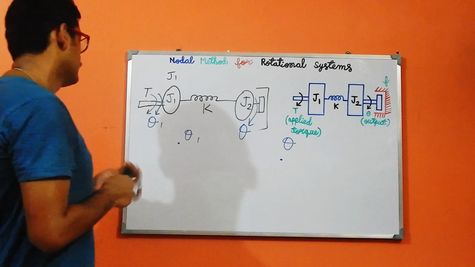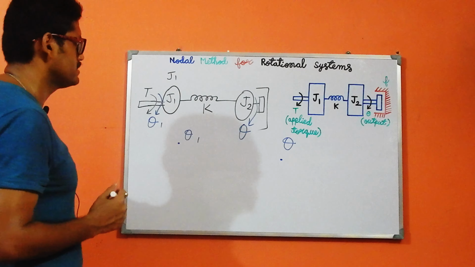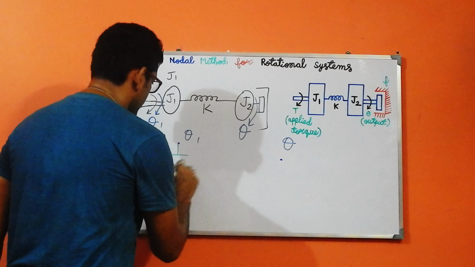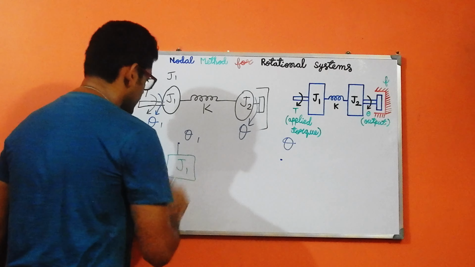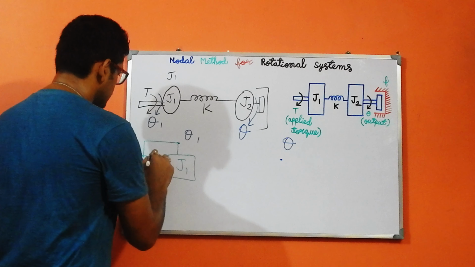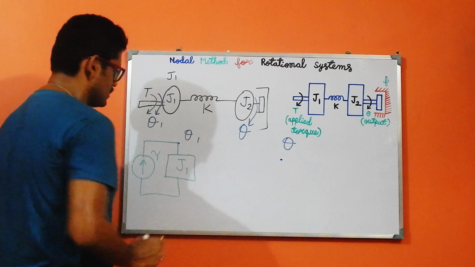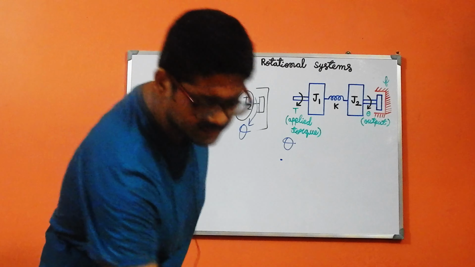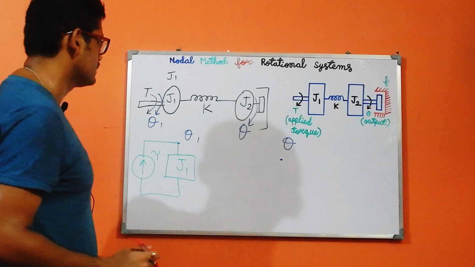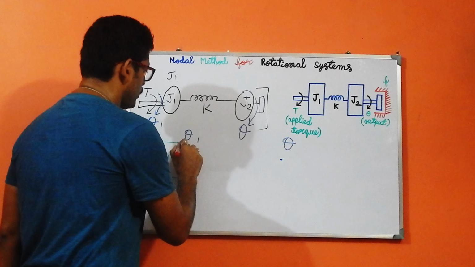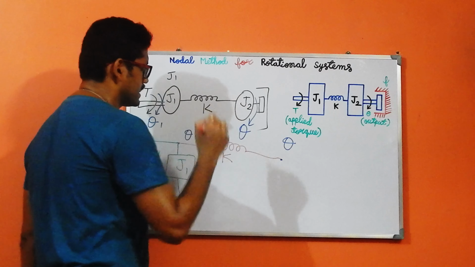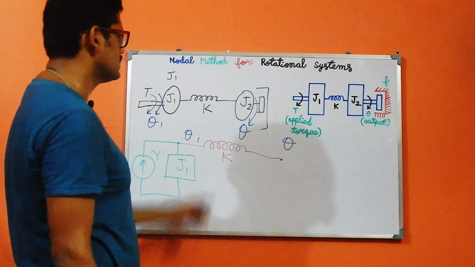Now let us add all those crucial elements. With this theta 1, the J1 is connected. So this is our J1, and the torque is being given just like this one. So this is our torque. Now you can see that in between our theta 1 and theta 2, the K is placed between these two points. So the K is connected in between our theta 1 and theta. So this is our K, and the theta is connected with two elements.